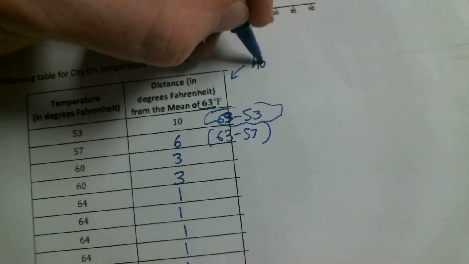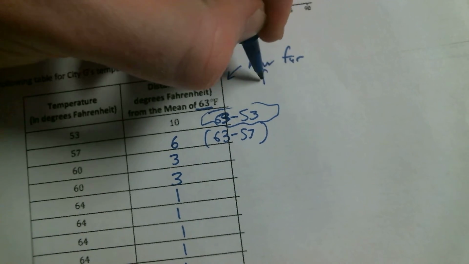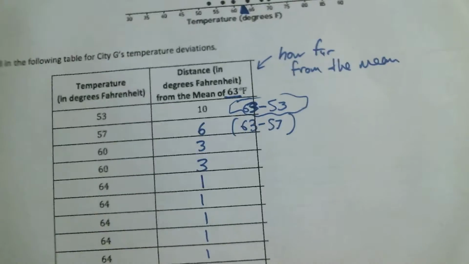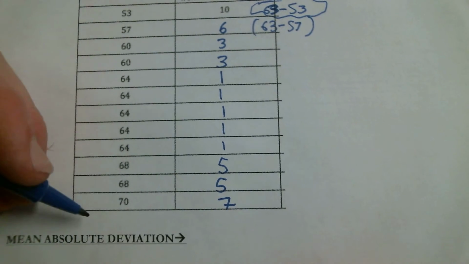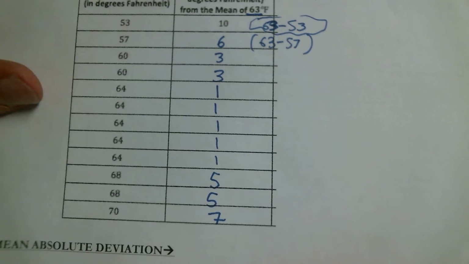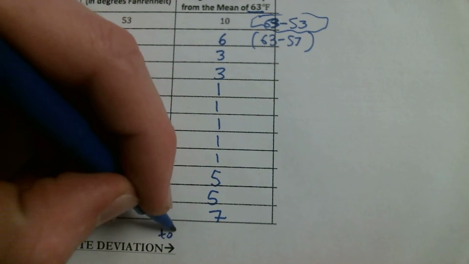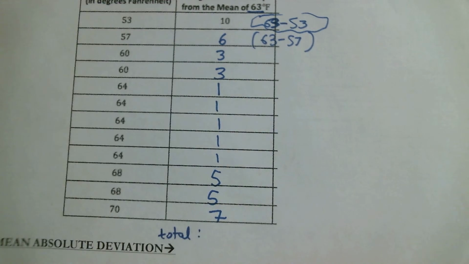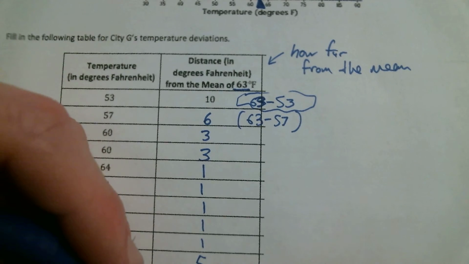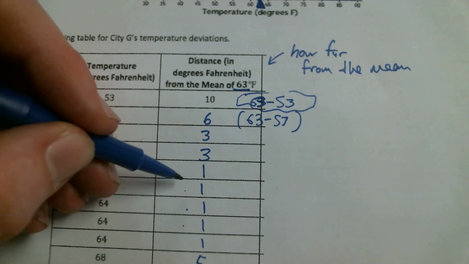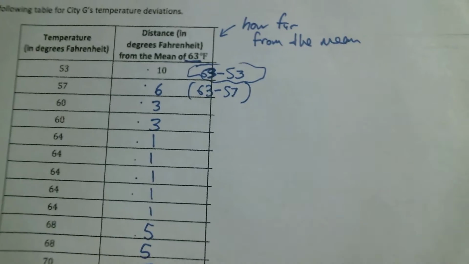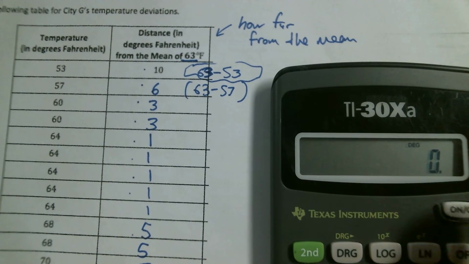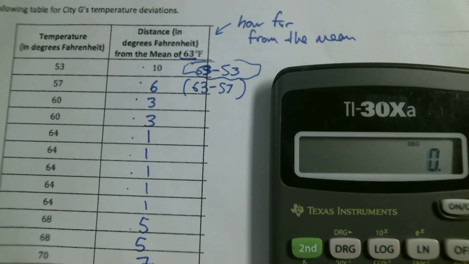So how far are most numbers from the mean? That's what the mean absolute deviation is. How far are most of them? So to figure that out, I'm just going to find the total and divide it by the number of temperatures there are. And this time there are 1, 2, 3, 4, 5, 6, 7, 8, 9, 10, 11, 12. 12 total temperatures. Let's go ahead and add them up and figure out what the average distance away from the mean is.